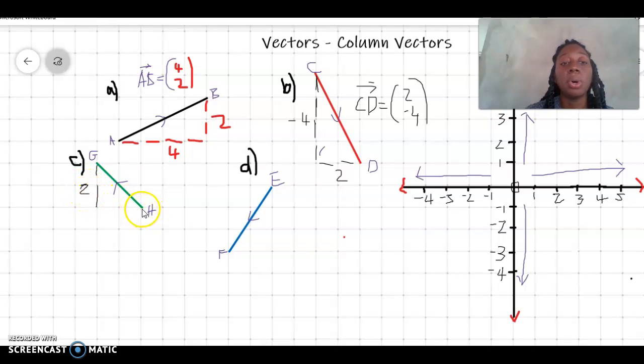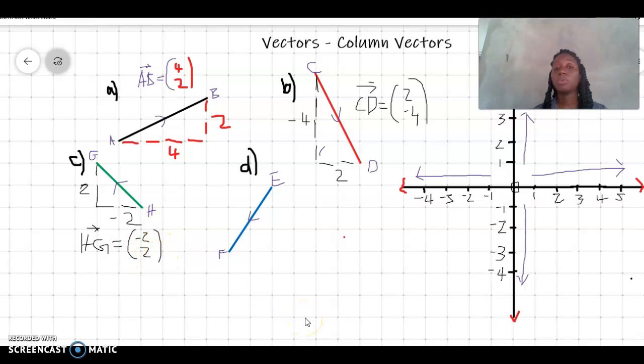Now our horizontal shift: if we're moving from H to G, we will be moving left, so that will be 1, 2. Any movement towards the left is going to be a negative shift. So based on this vector, I can safely say that if I'm moving from H to G, then my column vector is going to be -2 and +2.